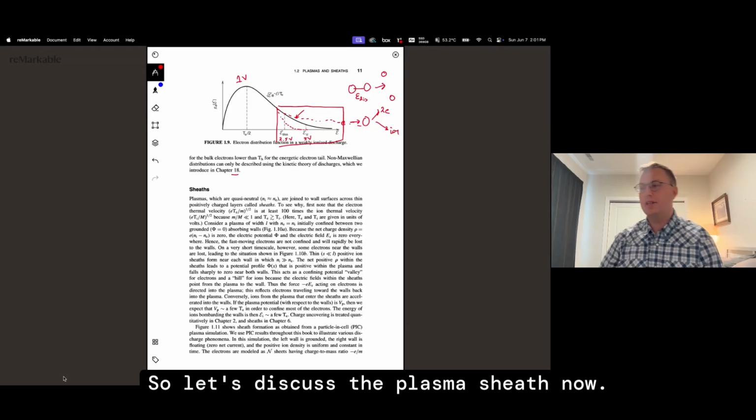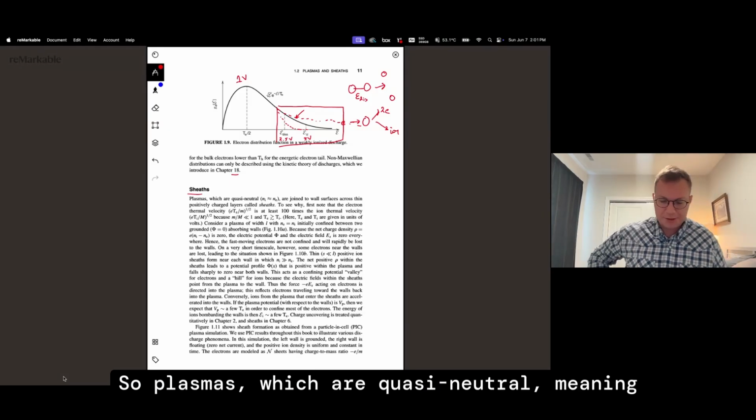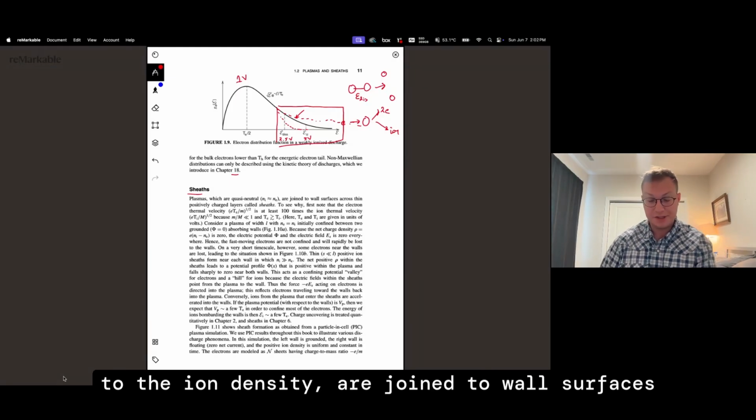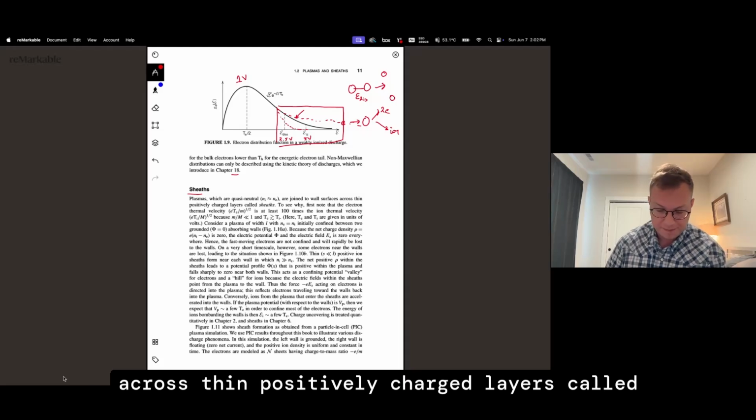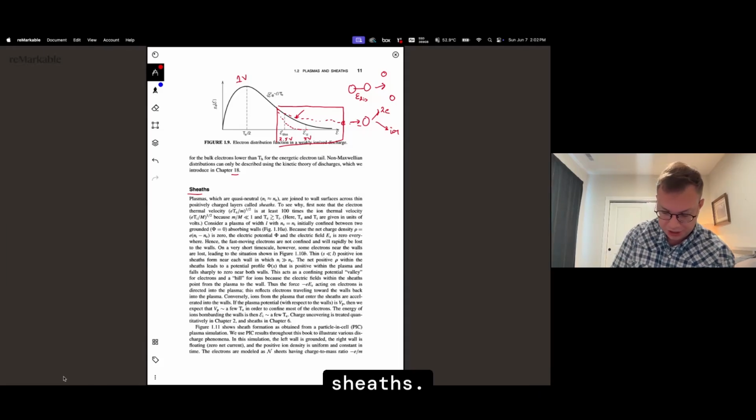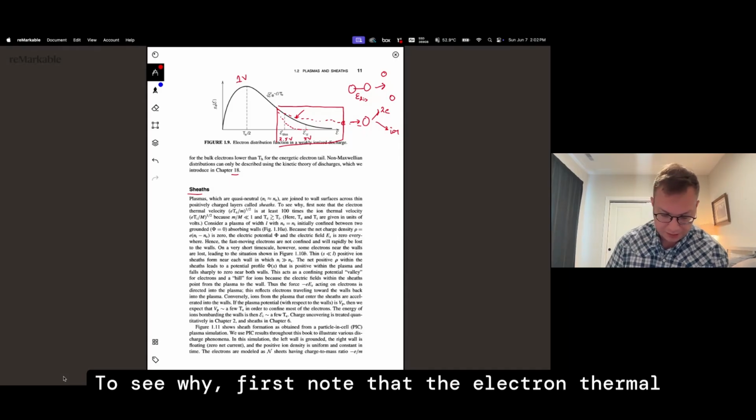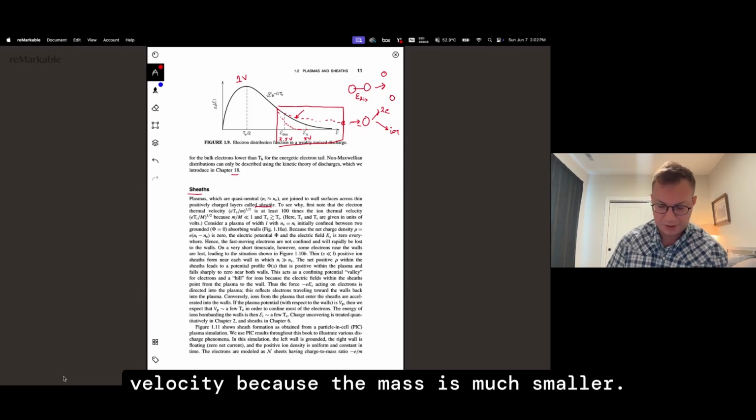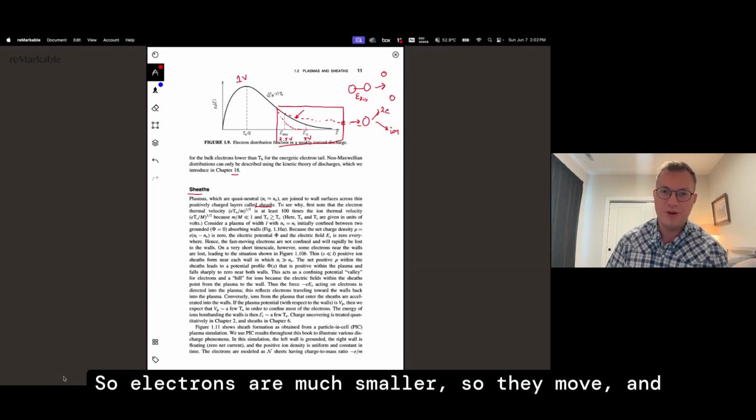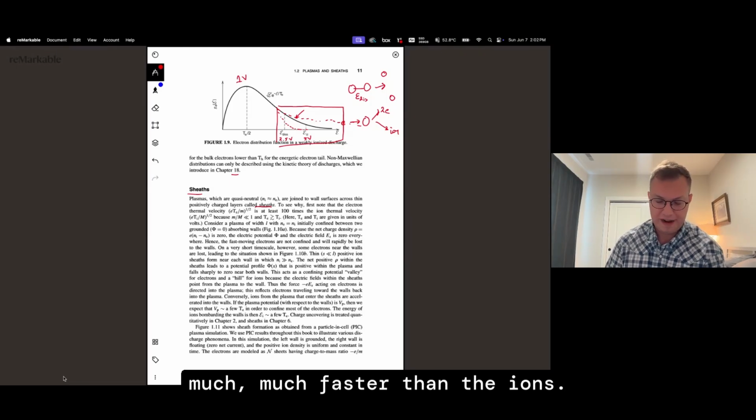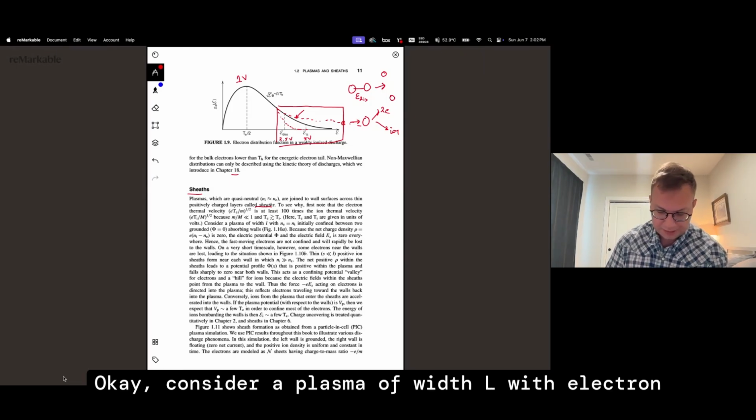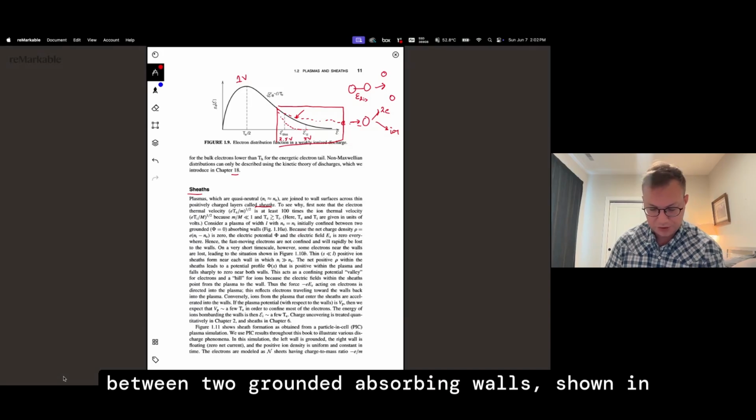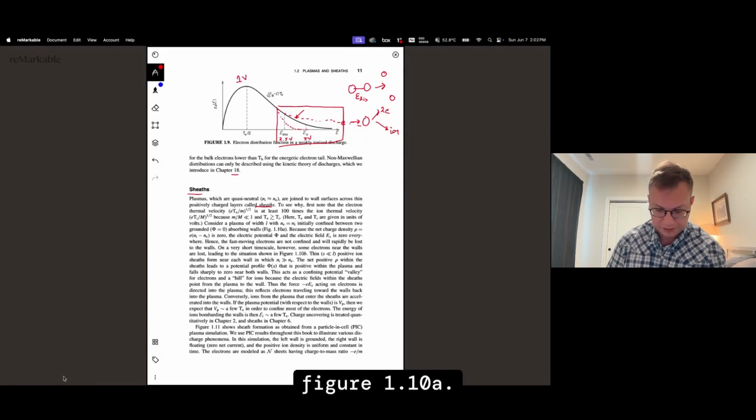All right, so let's discuss the plasma sheath now. Plasmas, which are quasi-neutral, meaning that the electron density is approximately equal to the ion density, are joined to wall surfaces across thin positively charged layers called sheaths. To see why, first note that the electron thermal velocity is at least 100 times the ion thermal velocity because the mass is much smaller. So electrons are much smaller, and they're at a higher temperature, so they move much, much faster than the ions. Okay, consider a plasma of width L with electron density equal to ion density initially confined between two grounded absorbing walls, shown in figure 1.10a.